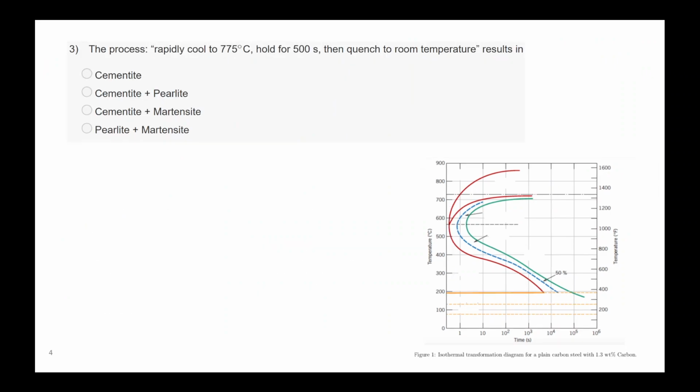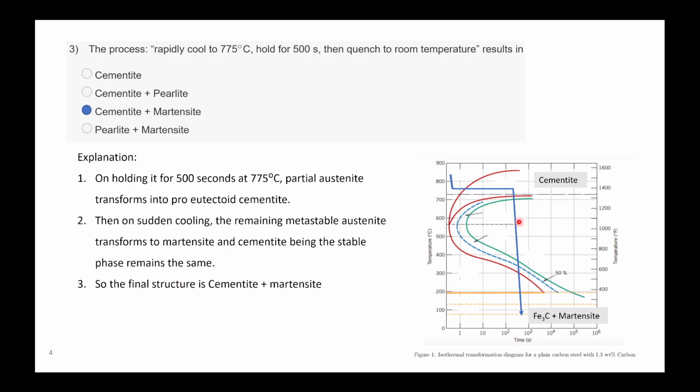In the third question, the process is rapidly cool to 750 degrees Celsius, hold for 500 seconds, then quench to room temperature. The options are cementite plus perlite, or cementite plus martensite, or perlite plus martensite. Again you will have to draw a cooling curve and determine the microstructure. The answer will be cementite plus martensite, and this will be your cooling curve.